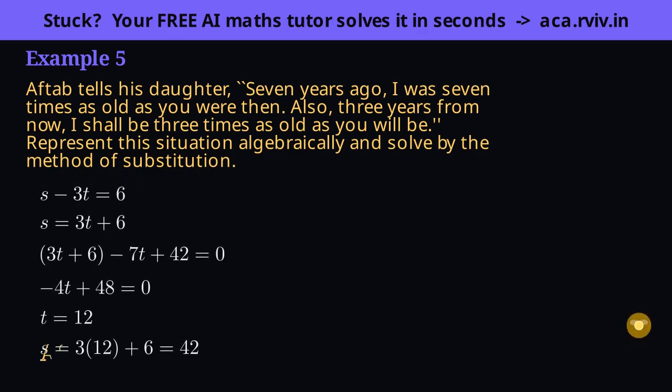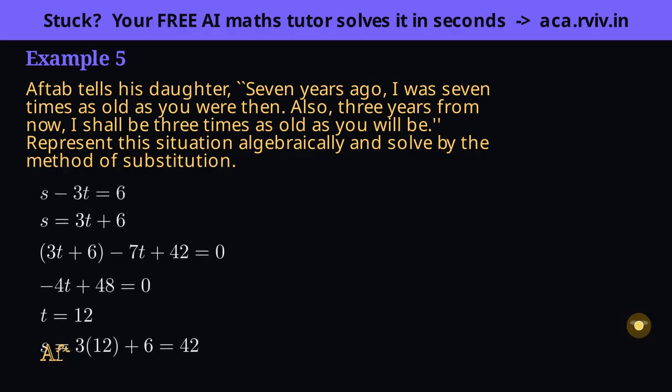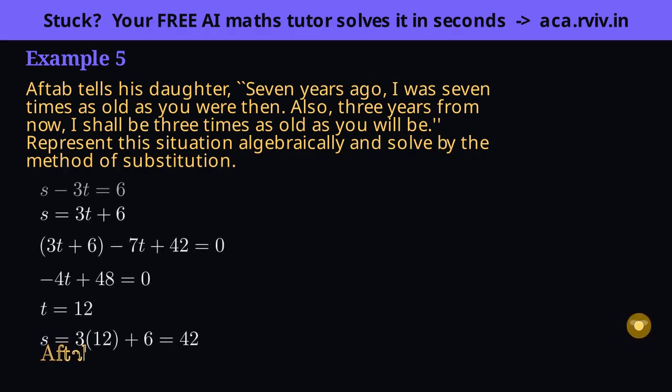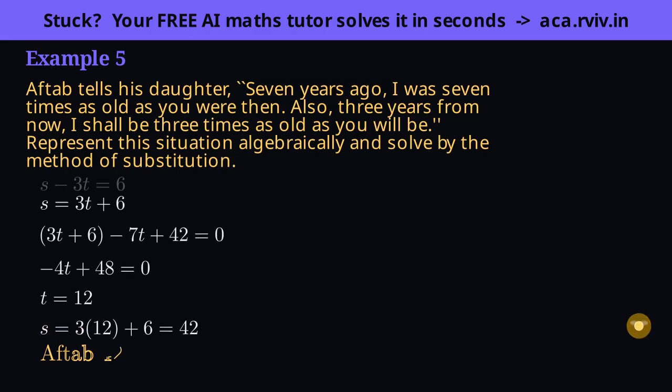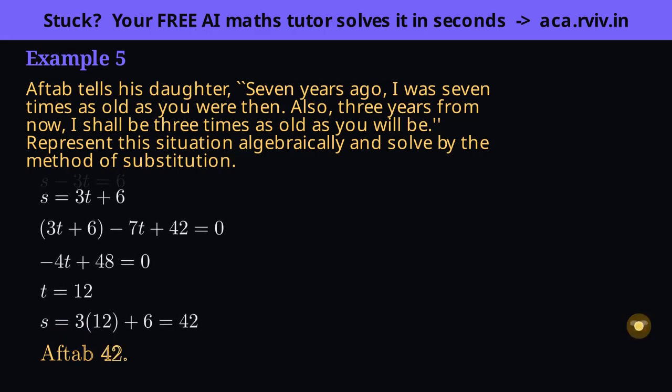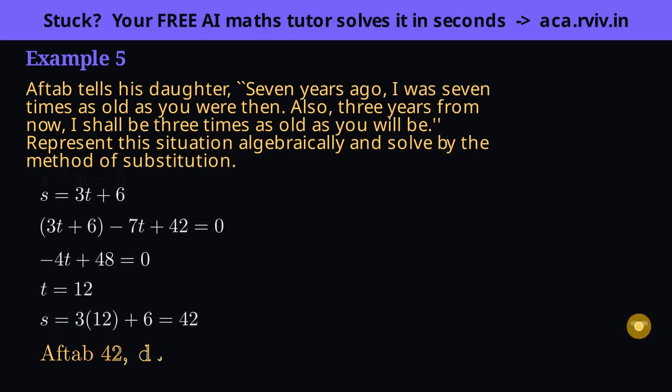Insight: the whole method rests on one honest idea: shift every age by the same number of years, and the given relationship still holds at that moment. Two different moments give two equations, and a pair pins the ages down. Quick check: 7 years ago he was 35, she was 5, and 35 is indeed 7 times 5. It works.